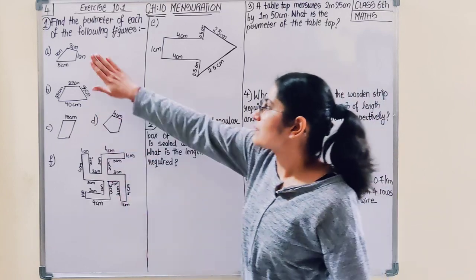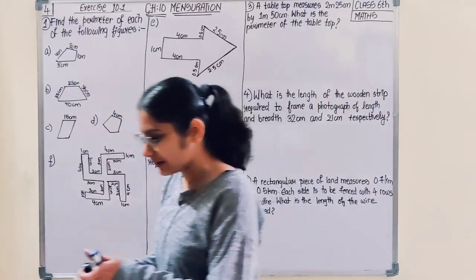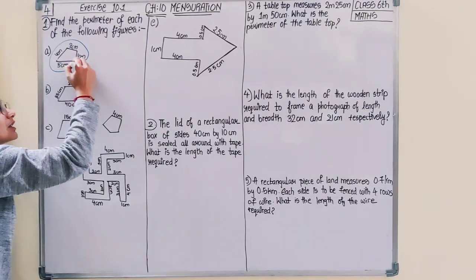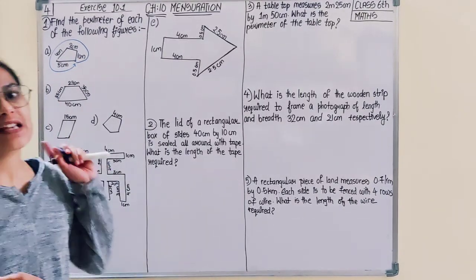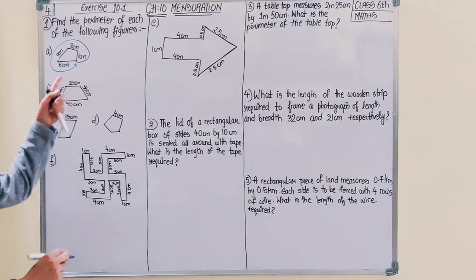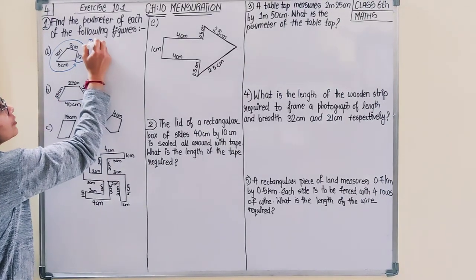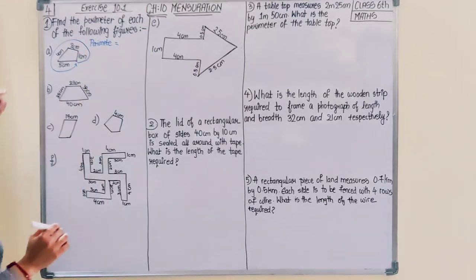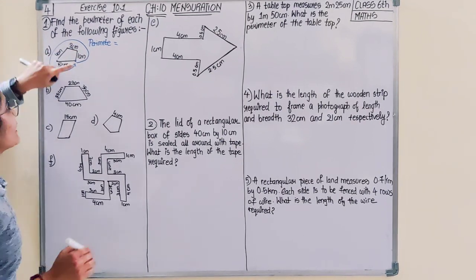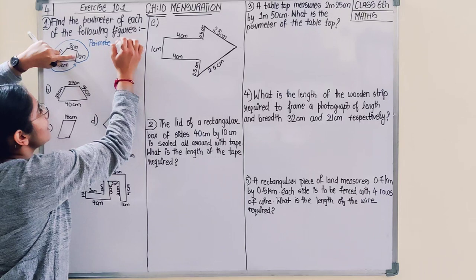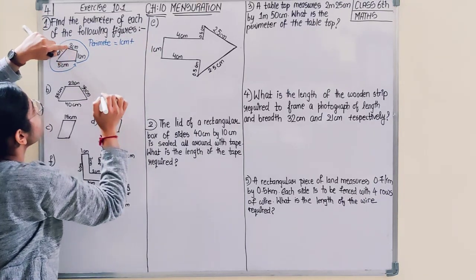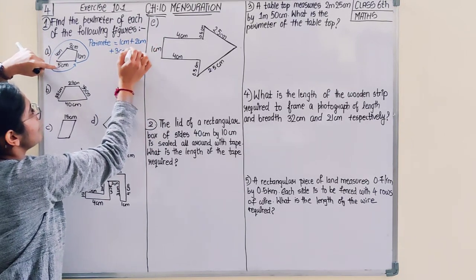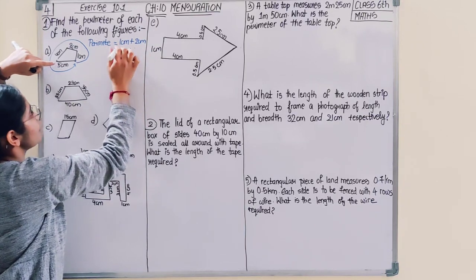If I take this figure, the total distance starts with one point. Suppose we consider this point. You start from this point and come again to this point. This makes one complete round. That says perimeter. So the perimeter of the given figure is simply adding all the sides provided, starting from here. This side is 1 centimeter plus this side is 2 centimeter plus this side is 3 centimeter plus this side is 4 centimeter.